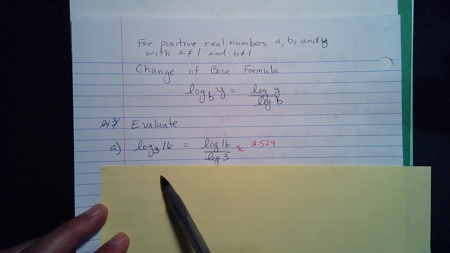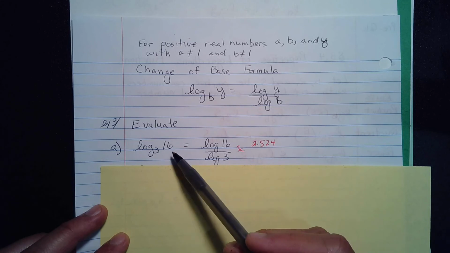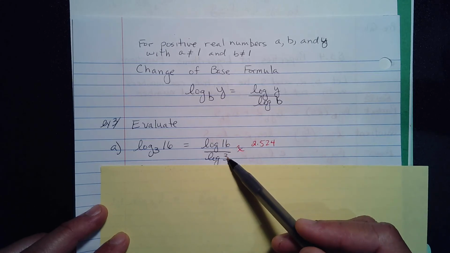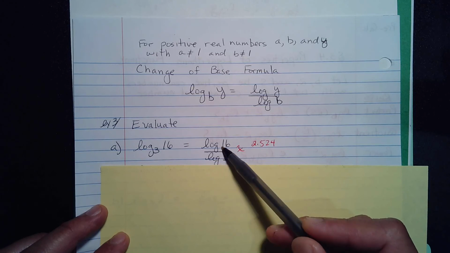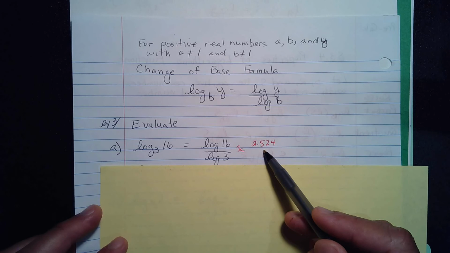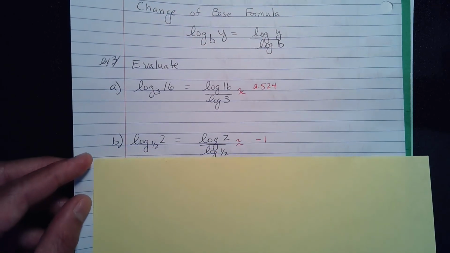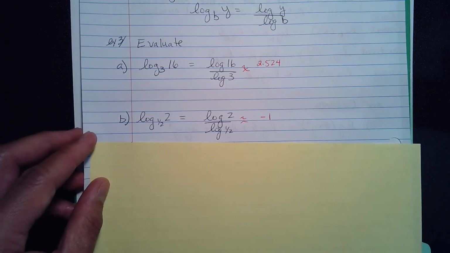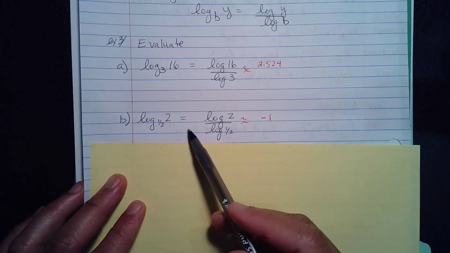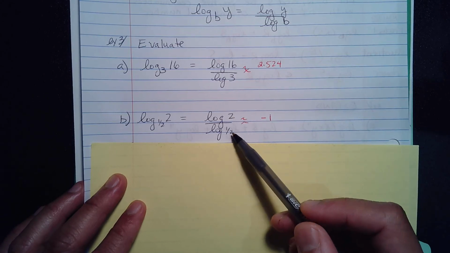So here is part A. Log base 3 of 16. Rewrite this by using the change of base formula. Log 16 over log 3. These are now both base 10. Put this in your calculator, so it's approximately 2.524. And here is part B. We have log base 1/2 of 2. So this now changes to log 2 over log 1/2, and it is -1.